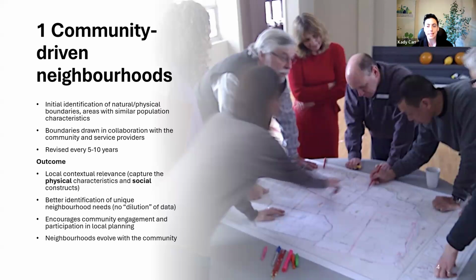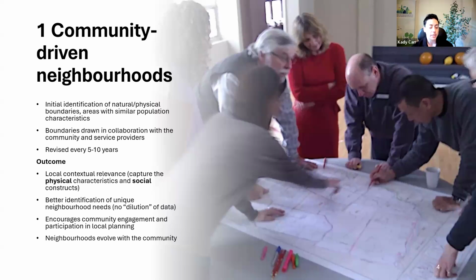So the first step was looking at data to identify where there were clusters of similar demographics. Included in that first step, of course, was also looking at natural barriers and boundaries like highways and water. And then the second step was using the community themselves to help define the neighborhoods, and that's a really important part of the process of coming up with these neighborhoods.